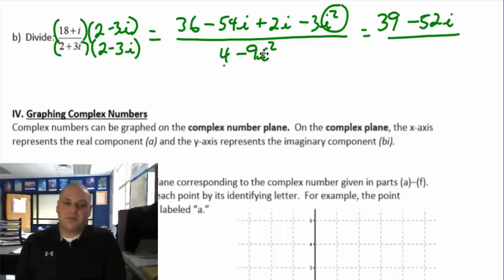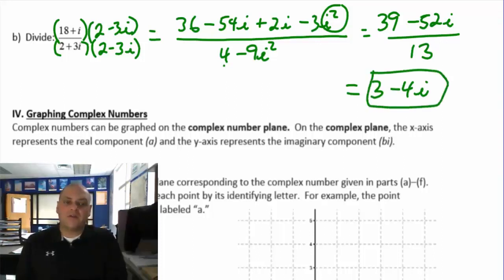And then this is going to be a plus 9 because it's i squared again. 4 plus 9, 13. Then 13 divides into both of those. So 13 goes into 39, becomes a 3. And 13 goes into 52 4 times. So 3 minus 4i would be our final answer.